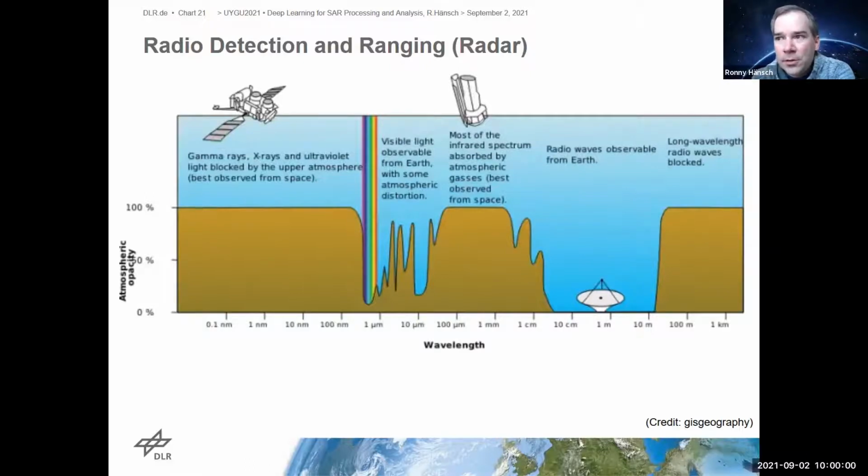Atmospheric corrections, well, you need to do this a little bit, but not much. But also clouds, for example, fog, smoke, dust, none of this plays really a big role when we talk about SAR. So we can look right through all these things.